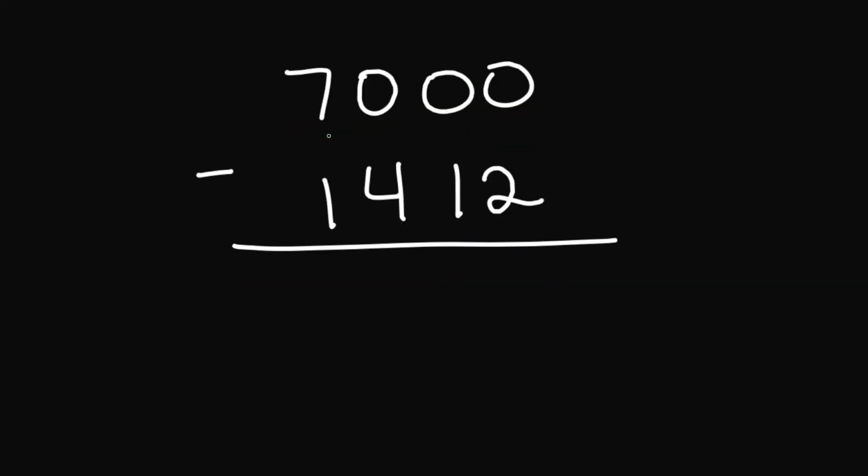Let's try subtracting 7,000 minus 1,412. So first we're going to go to the ones place. 0 minus 2. I don't have enough, so I'm going to borrow in the tens place. 0 is still here, still don't have enough. And I'm going over to the hundreds place now. I still don't have enough, but I do have some numbers here in the thousands place that I can borrow. So the 7 is now going to become a 6. This 0 here is now going to become a 10.